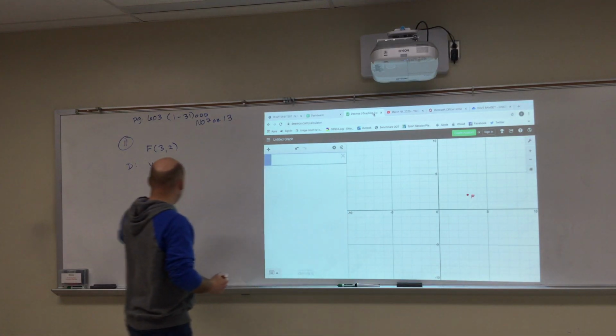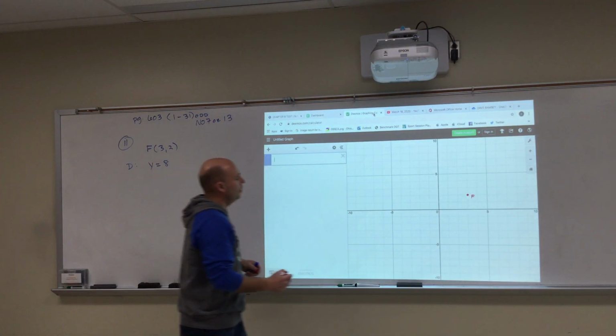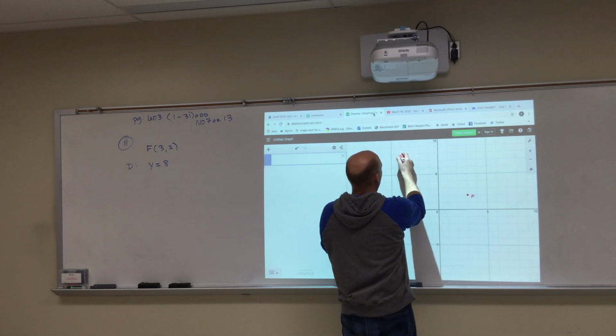Okay, the next thing I'm going to do is mark my directrix. My directrix is y equals 8. So I'm going to go to where y equals 8 and mark my directrix.